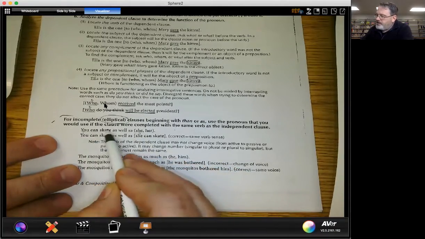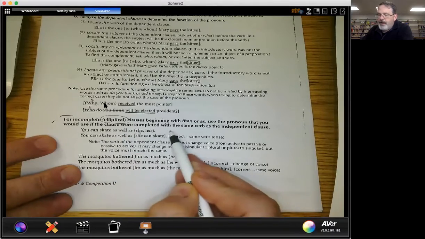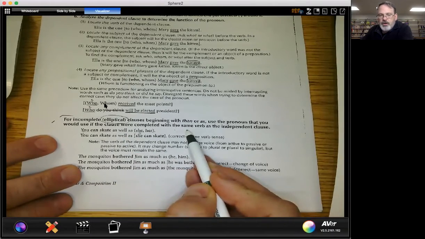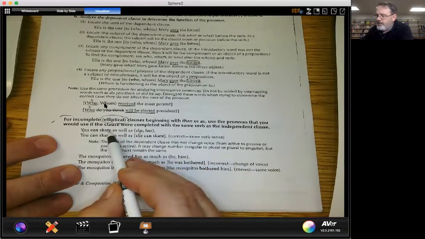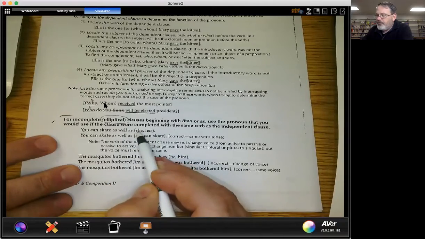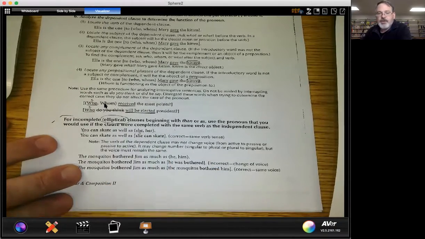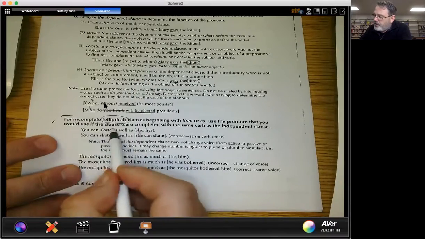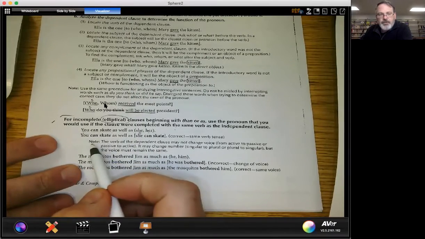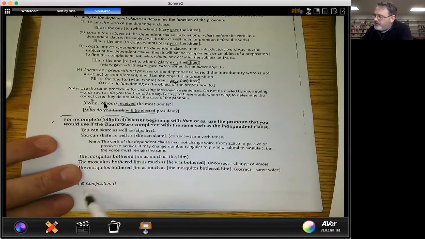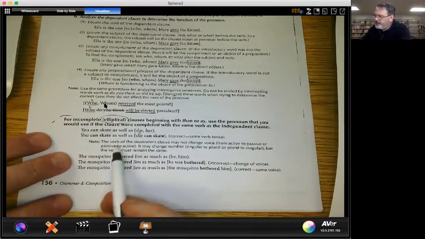So you can't say you can skate and the skating was done by her. No, that would mess everything up. That changes the voice. Therefore, it changes it from a nominative to objective case pronoun. It's all wrong. So make sure that if the first part of this is an active voice, then the second part stays an active voice. You can skate, she can skate. Okay? Let's look at this next one.